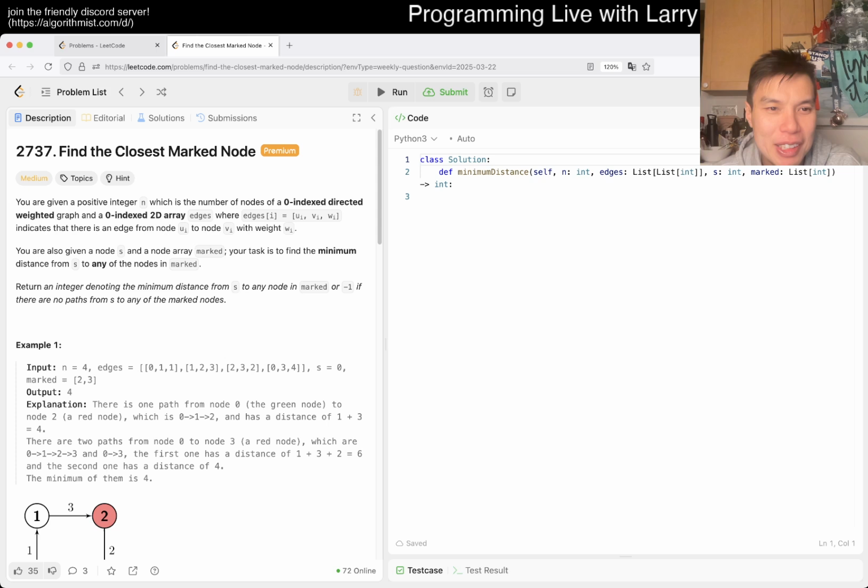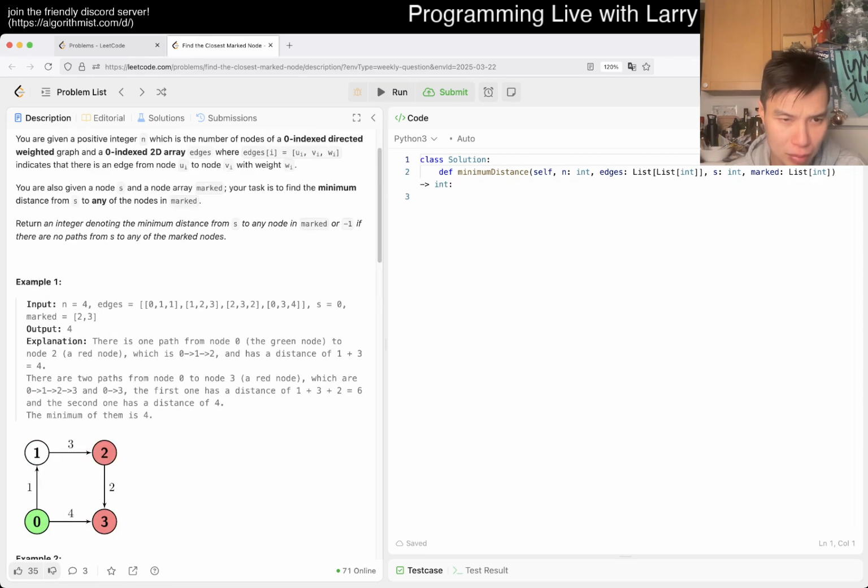You are given a positive integer n, which is the number of nodes in a zero-indexed directed weighted graph, and a zero-indexed 2D array edges, where each entry is an edge. You're also given a node S and a node array marked. Your task is to find the minimum distance from S to any of the nodes in marked. Is it just not a shortest path? From S, and there's only one node, right? S is one node and any node in marked. Return the integer denoting the minimum distance from S to any node in marked.